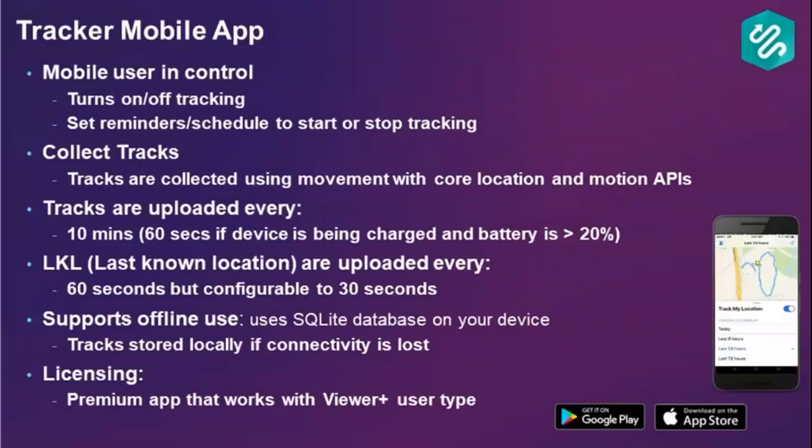So the mobile app, just a couple more details. Again, the mobile user is in full control. They have to turn tracking on and off. You can't turn it on or off as part of your organization on their behalf. They just need to download the app from the appropriate app store, and they will be prompted when they initially open Tracker. They have to agree to allow tracking.